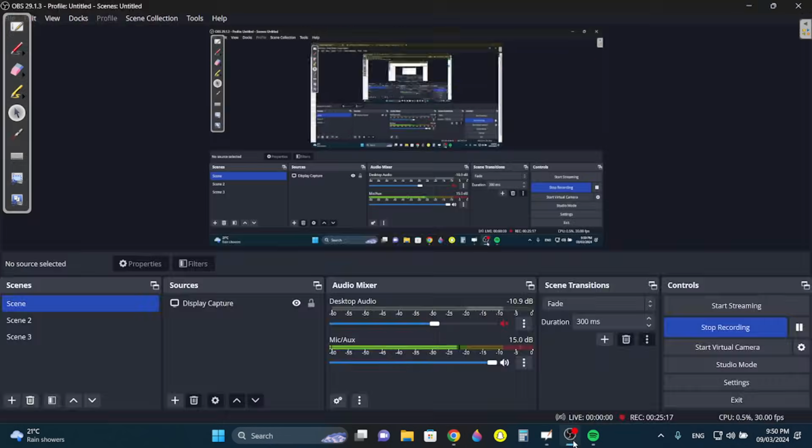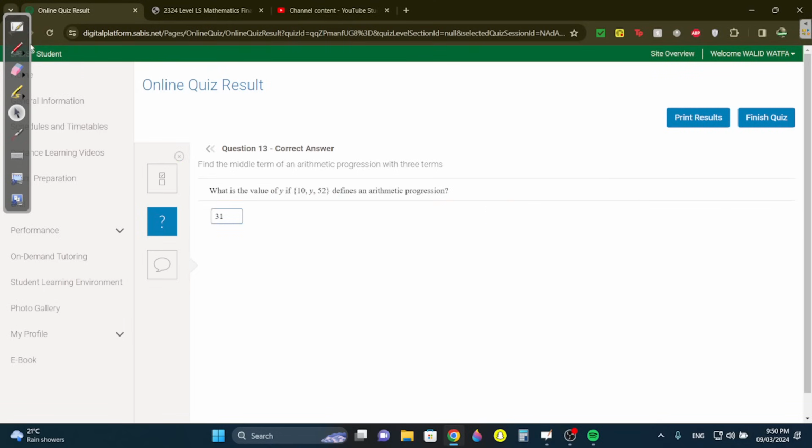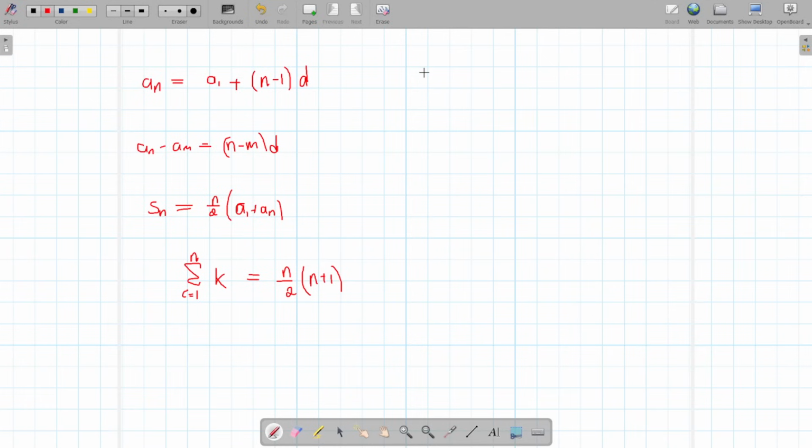Question 13. What is the value? Okay, look. One rule I should give.